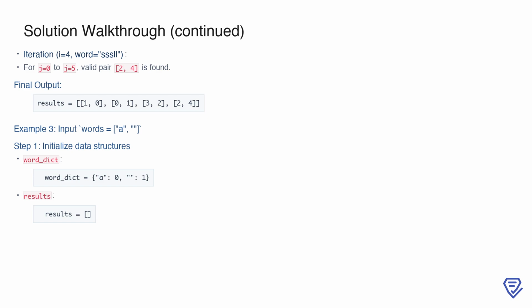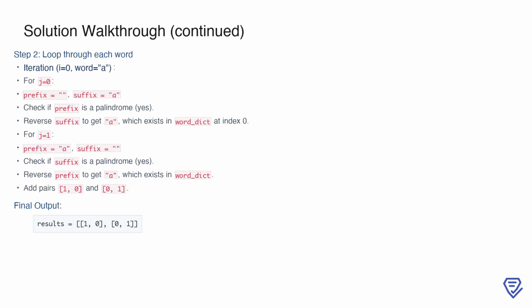As usual, we initialize the word_dict as {"a": 0, "": 1}, and the results list as empty. In this case, the empty string plays a critical role since it can form a palindrome with any other word. For the word "a" at index 0, we split it at j equals 0 into a prefix of an empty string and a suffix of "a". The prefix is a palindrome, and reversing the suffix gives "a", which exists in the dictionary at index 0.